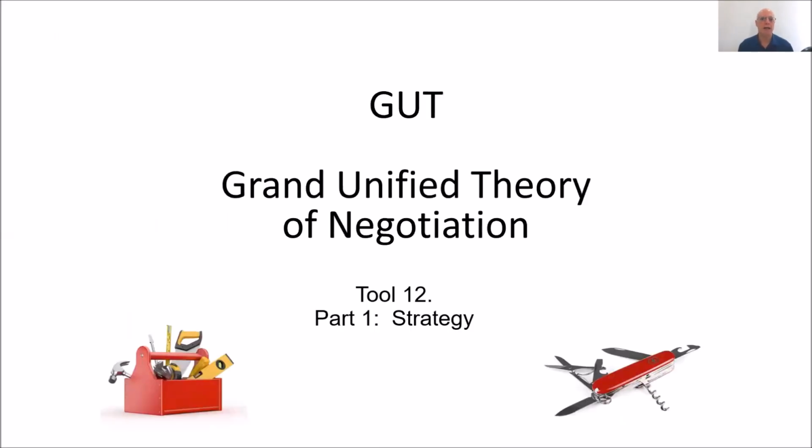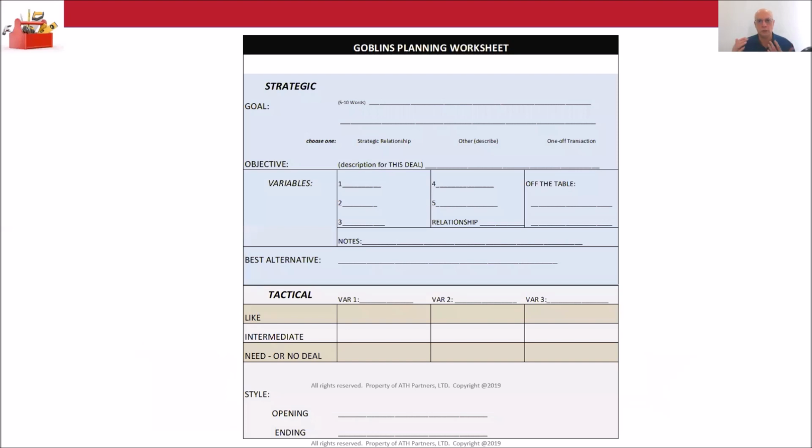Hello and welcome back. This is Tool 12, the Grand Unified Theory of Negotiation. And this is where we close the circle and tie up all the loose ends and integrate all the tools we've done into this one overarching worksheet, the Goblin's Planning Worksheet that we started with.